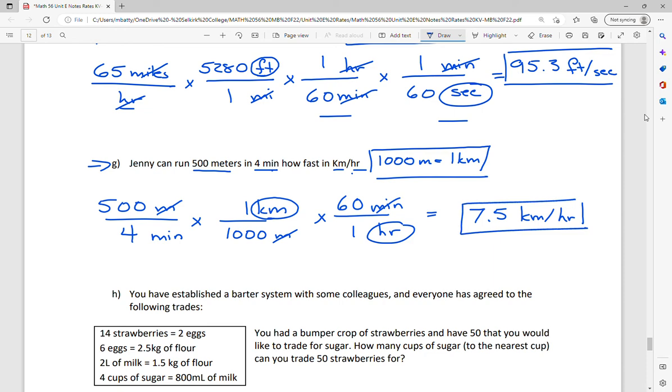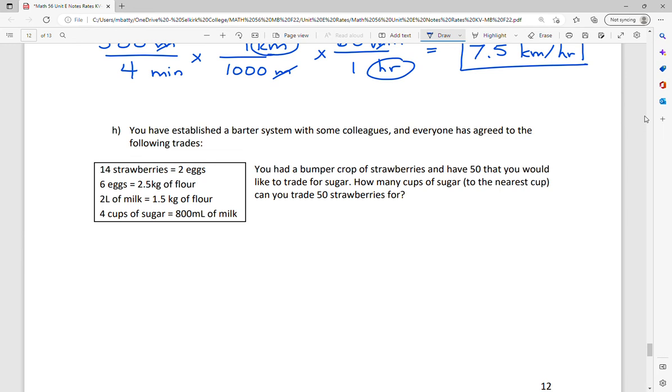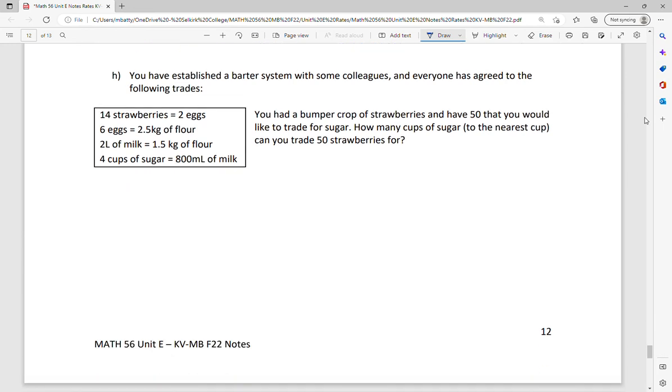All right, the last one's kind of a tricky one. It's really just for fun. Somehow at your workplace, you have established a most ridiculous barter system, completely fictional. This makes no sense for real life. But what it's saying is that you have 50 strawberries and you have this system in place and you would like to trade for sugar, right? You'd like sugar to come out of this ridiculous barter system. So our unit factors are all listed out here, and we're going to start with 50 strawberries.